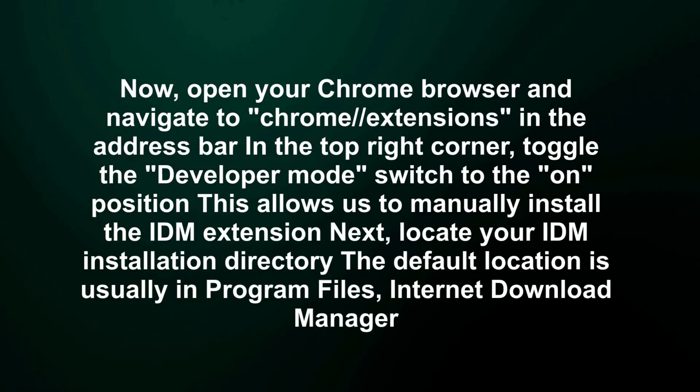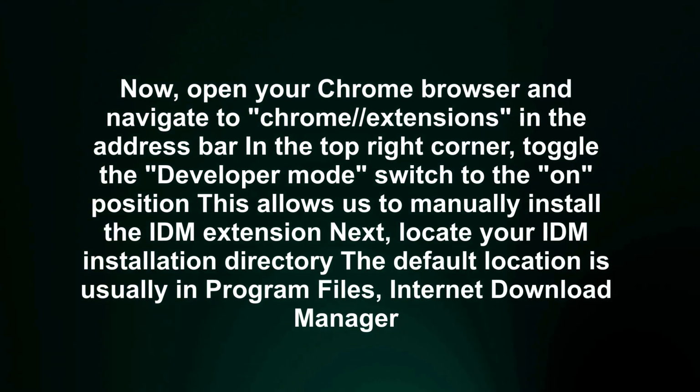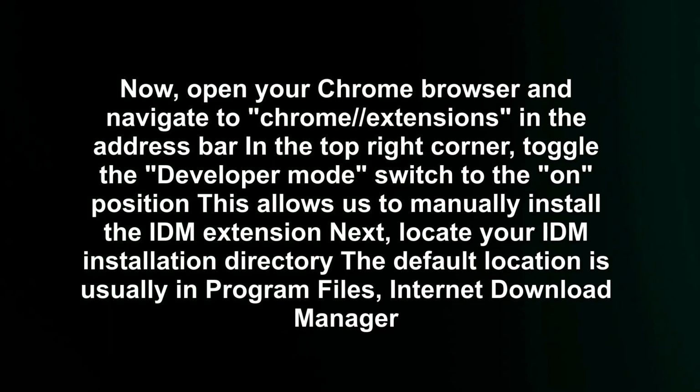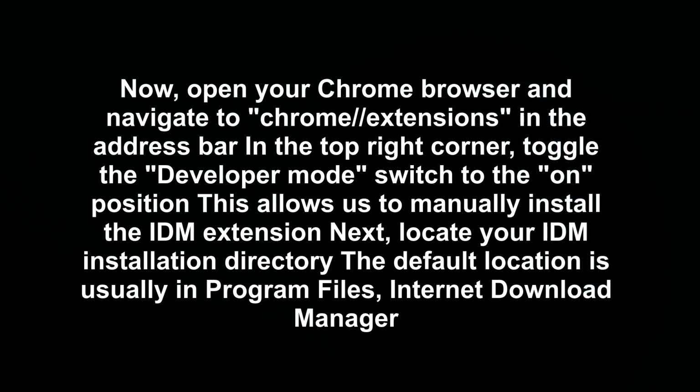Now, open your Chrome browser and navigate to Chrome extensions in the address bar. In the top right corner, toggle the developer mode switch to the on position. This allows us to manually install the IDM extension.